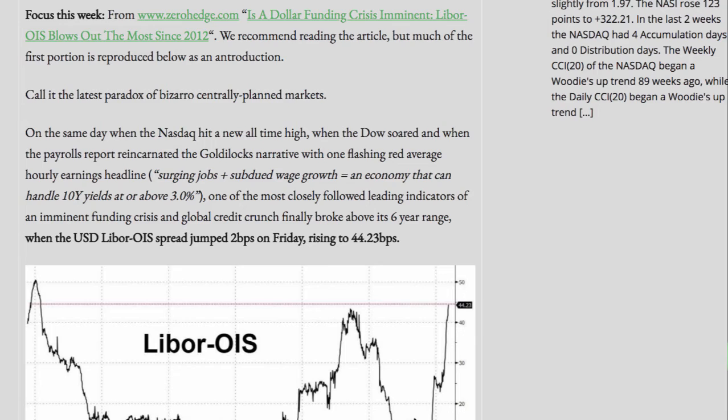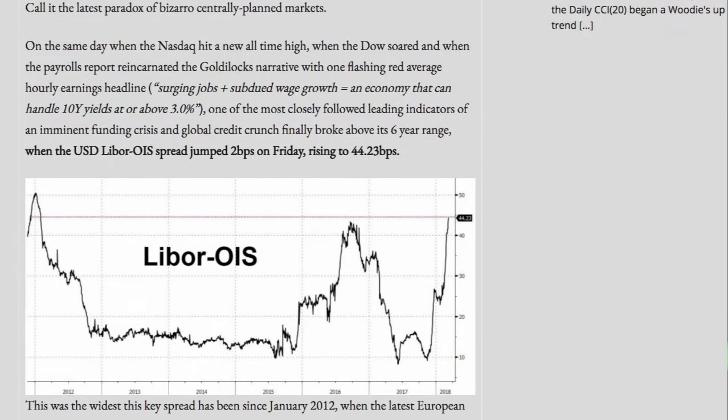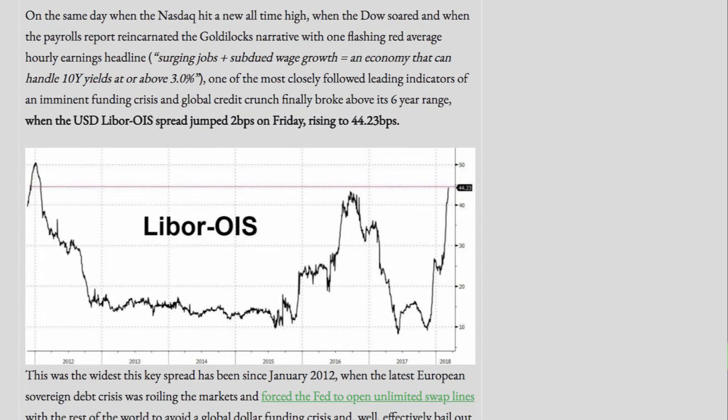Call it the latest paradox of bizarro, centrally planned markets. On the same day when the Nasdaq hit a new all-time high, when the Dow soared, and when the payrolls report reincarnated the Goldilocks narrative with one flashing red average hourly earnings headline, surging jobs plus subdued wage growth equals an economy that can handle 10-year yields at or above 3%.